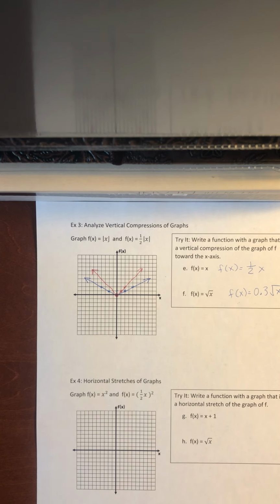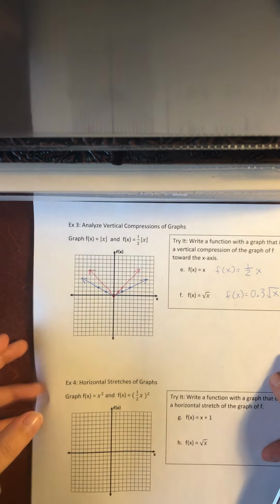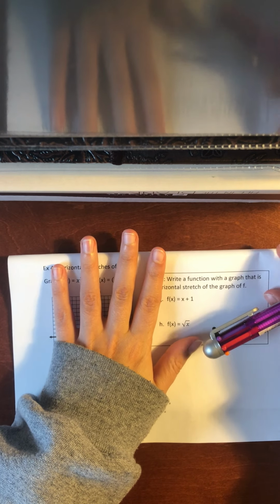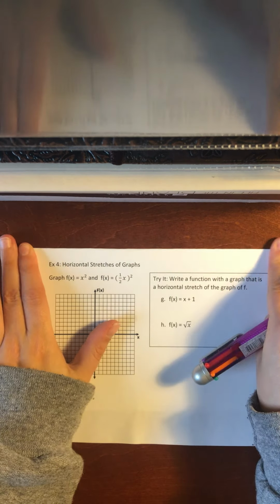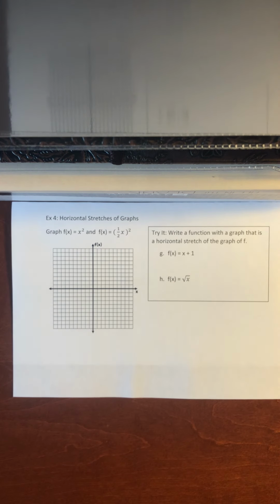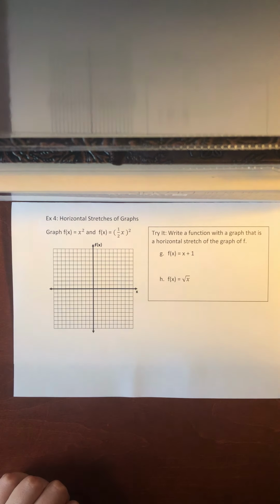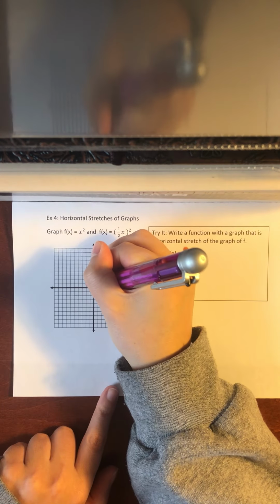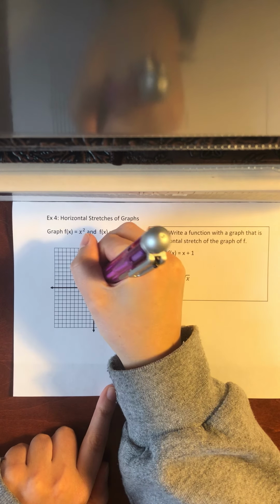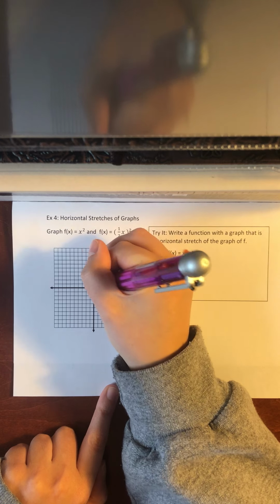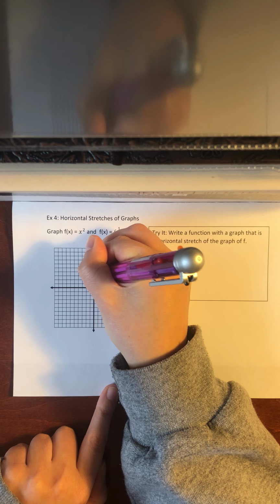All right, so now horizontal stretches of graphs. So this is like different, like the rules are basically the opposite. With a horizontal stretch, we're taking the graph and we're stretching it horizontally. So we're going to start off with graphing f of x equals x squared. So that's our parabola. Start at 0, 0, go up 1 over 1, up 1, 2, 3 over 1, and then same thing on the other side.